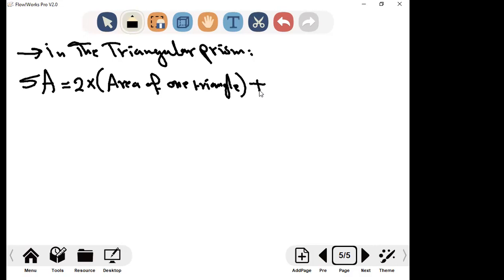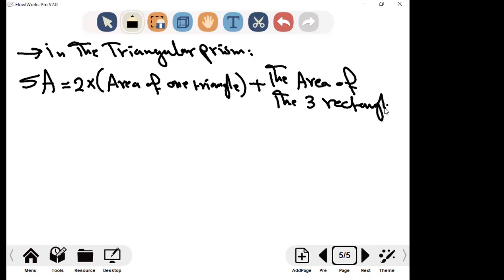plus the area of the 3 what? Rectangles. The area of the 3 rectangles. Are the rectangles congruent in the triangular prism? Do we have congruent rectangles? No. So we cannot say 3 multiply the area of the rectangle. So I will find the area of each rectangle by itself. So this idea is for what? Triangular prism. Let's take example 2.